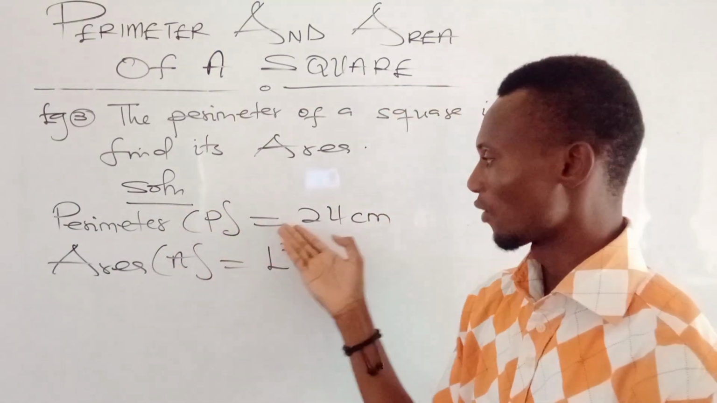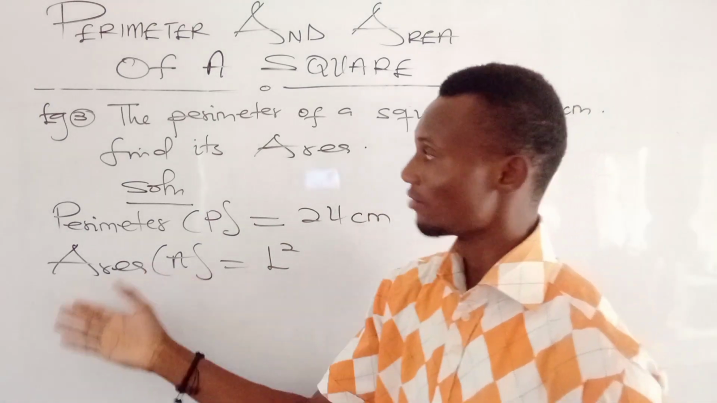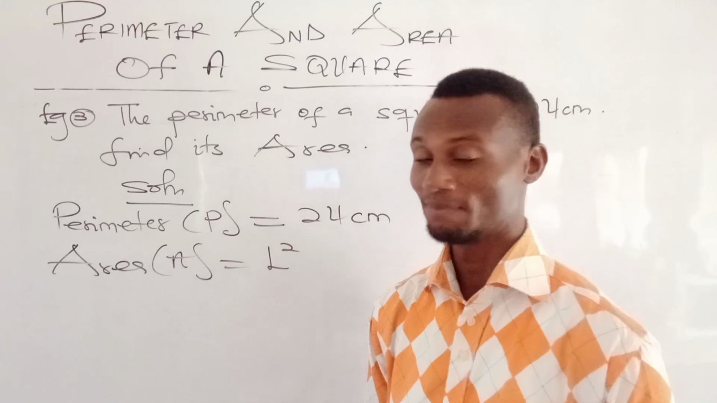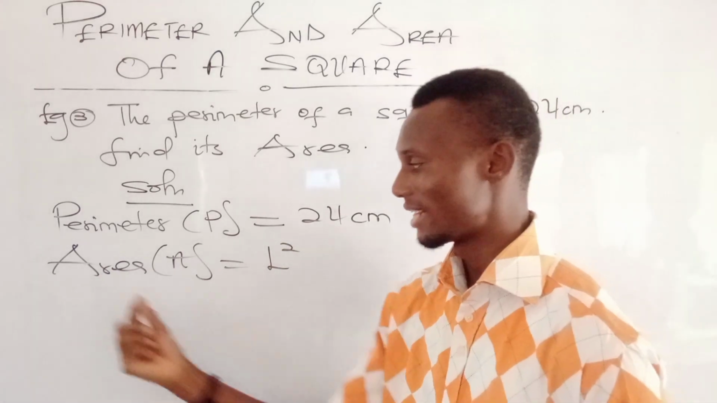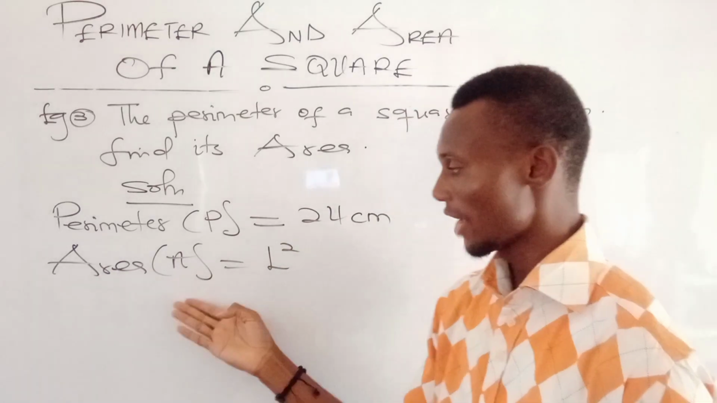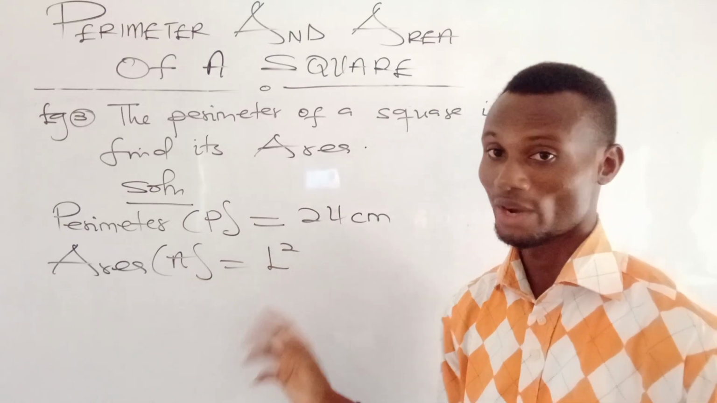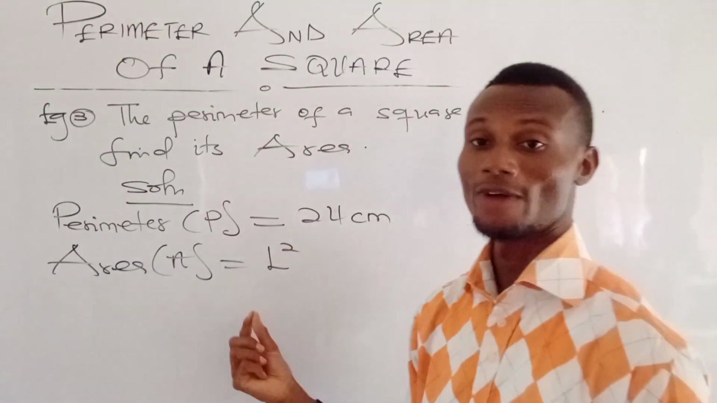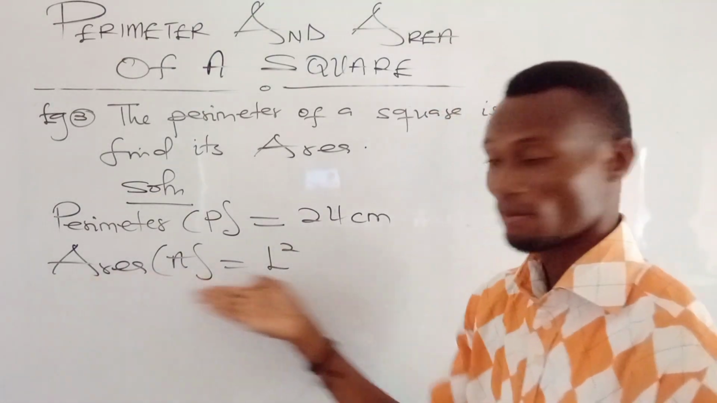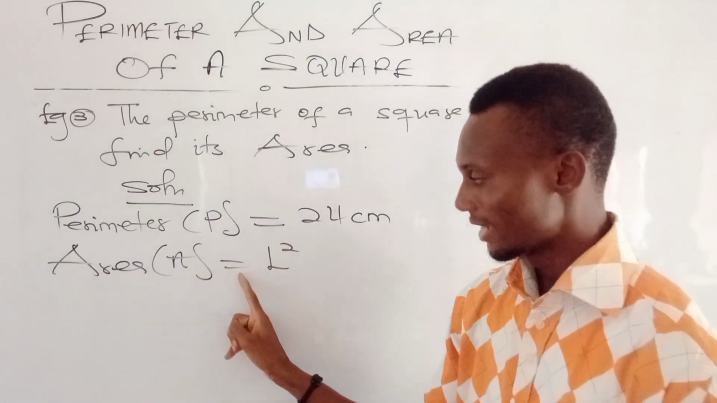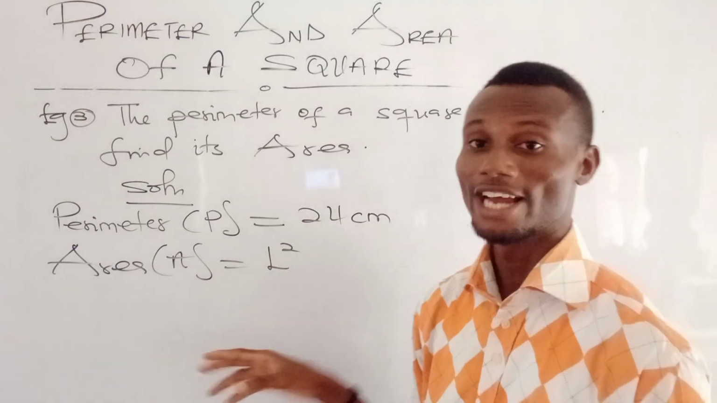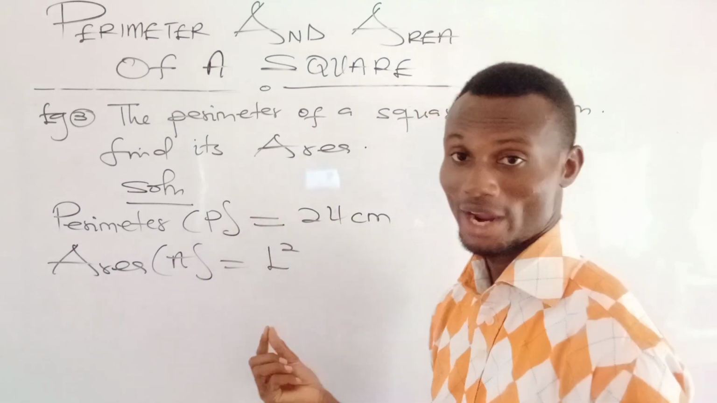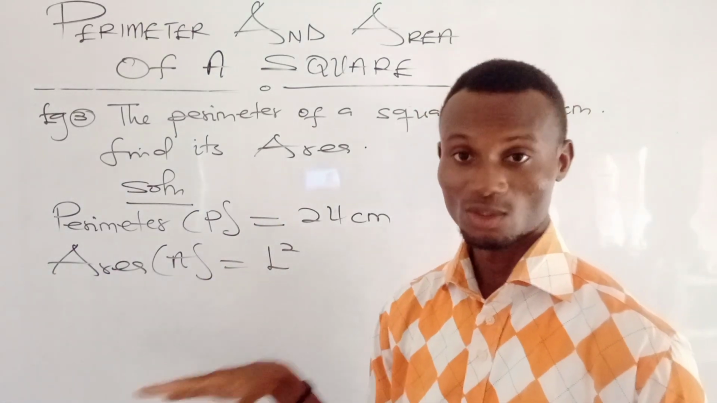So our P equals 24 centimeters, and we are being asked to find the area. So you write the formula for finding the area of a square down, and that is L squared. So area, in bracket A, equals L squared, and L here is the length. Now we are being asked to find the area, which you've written the formula down that the area is equal to L squared, meaning that we need the length before we can find the area of the square. Please hope you agree with me to this point.